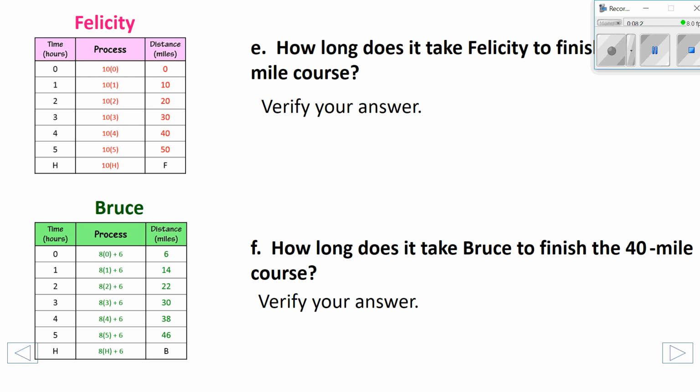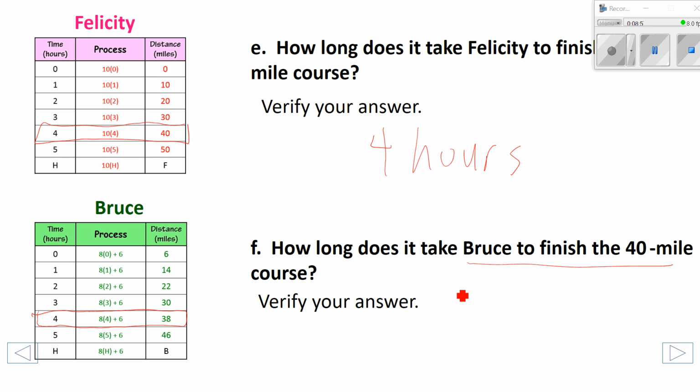Okay, so the next question is, how long does it take Felicity to finish the 40-mile course? And so what you can see is that she gets to 40 miles after 4 hours, based on the work that you did on your table. Then the next one asks, how long does it take Bruce to finish his 40-mile course? Well, when you look at the table, at 4 hours, he's only at 38 miles.